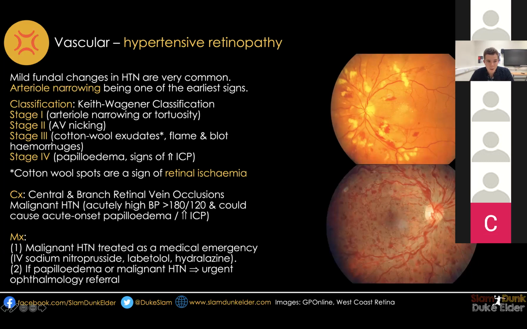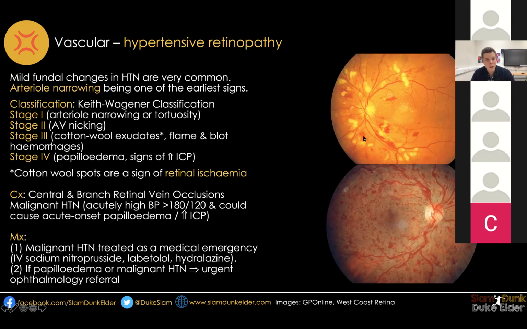And once again, you get a classification. So if you see arterial narrowing, which is one of the earliest signs, you see them thinning and you just see the vascular wall, or a bit of tortuosity, that's stage 1. AV nicking is a bit like when you've got arterial venous overlap. I don't know why it occurs in hypertensive retinopathy, but you've got overlap. So sometimes you'll see a vein over an artery, but probably because there's a high diastolic pressure. In stage 3, we have these signs, flame blot hemorrhages, as well as exudates. Once again, exudates is just crap leaking out of vessels.